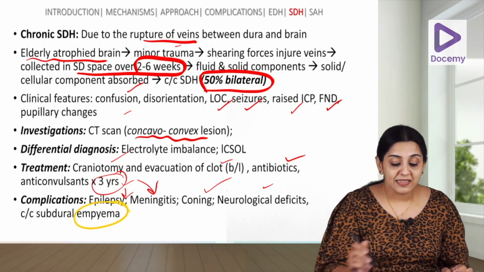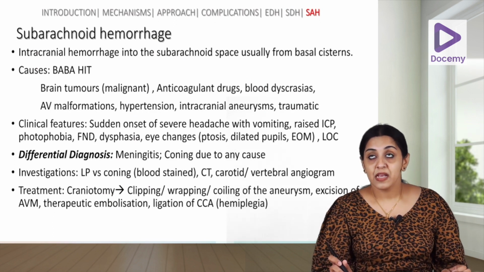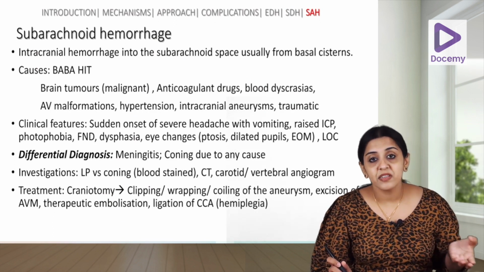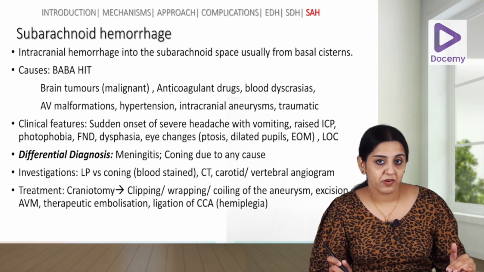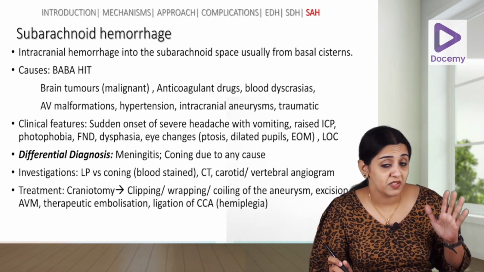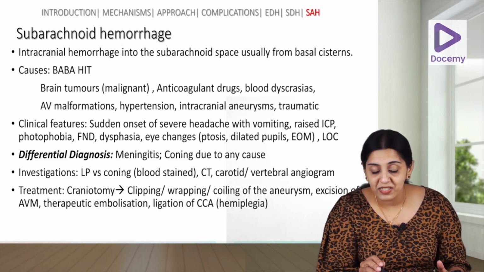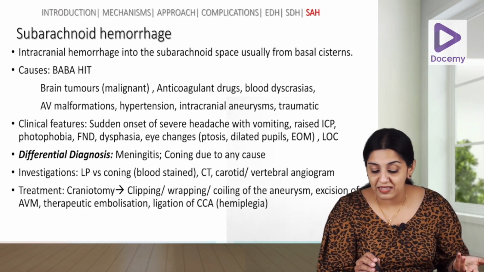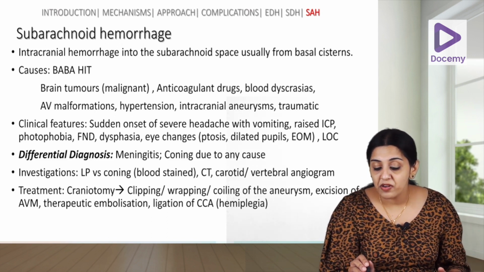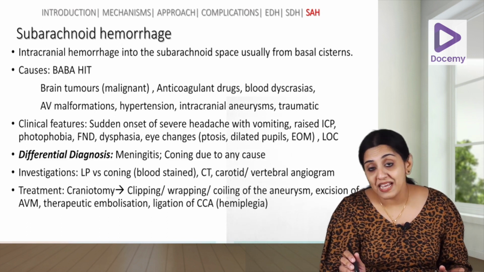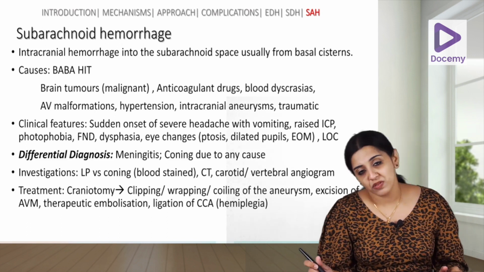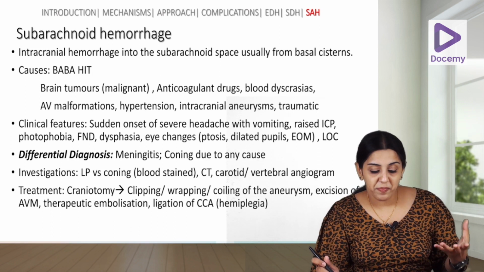Next is subarachnoid hemorrhage. Subarachnoid hemorrhage, as the name suggests, is underneath the arachnoid, which is in closest proximity with the brain. So it is almost like an intracerebral hemorrhage, into the subarachnoid space, usually from the basal cisterns, which are in close proximity with the cerebrum proper.